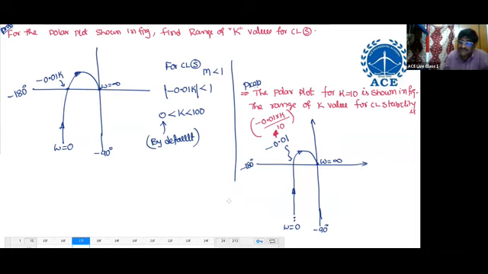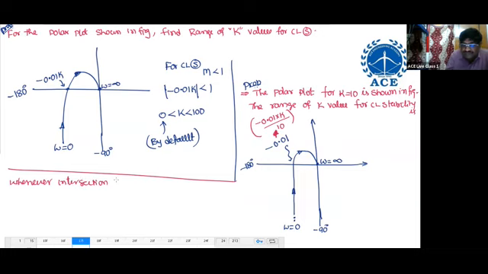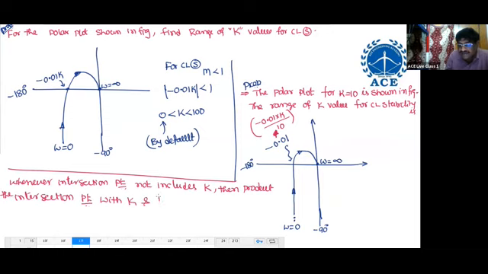So whenever the intersection point does not include K, product the intersection point with K and divide with the given K value. That's all.